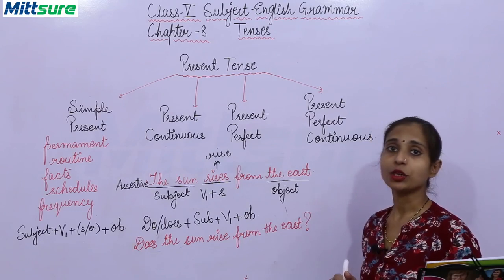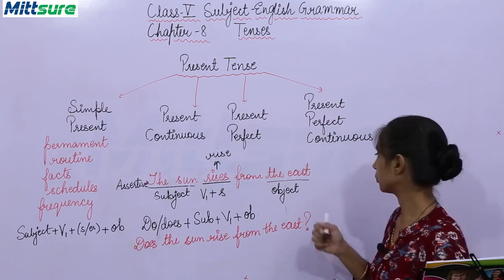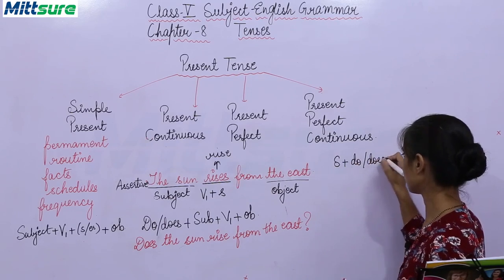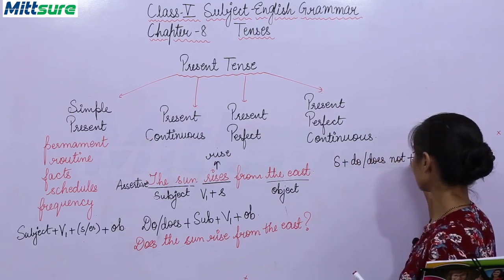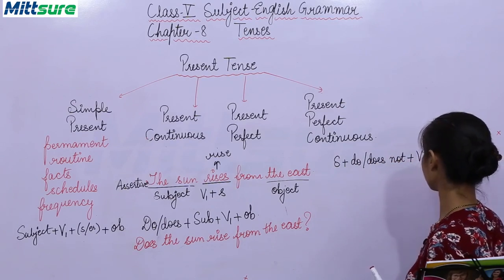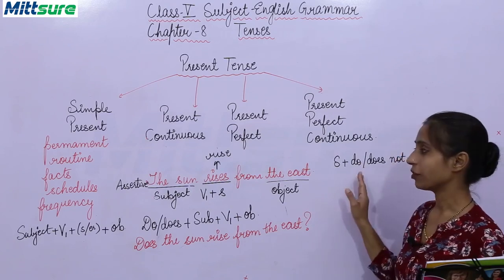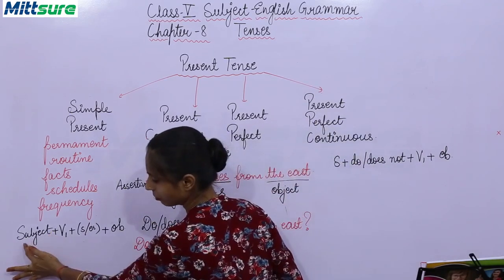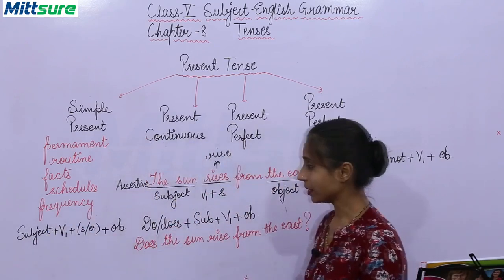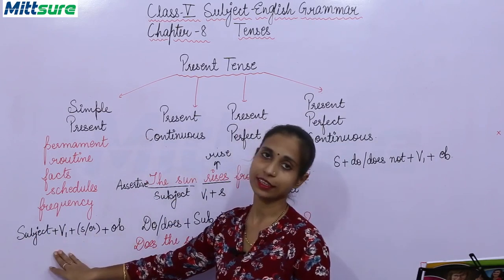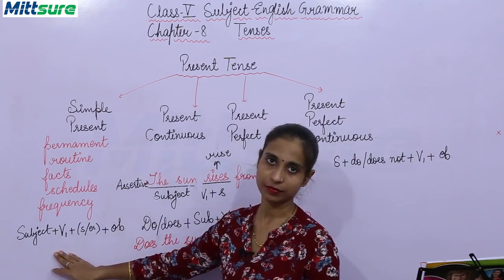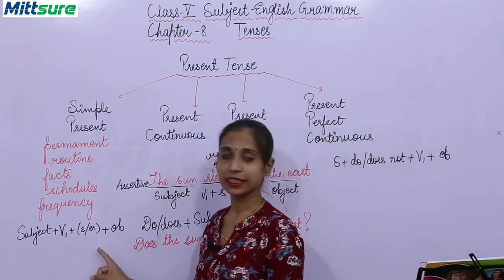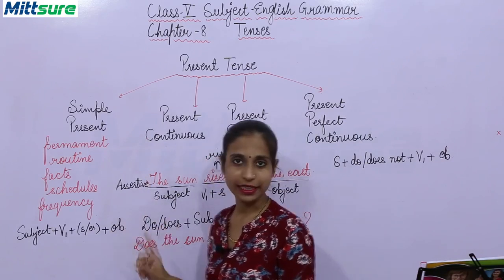Now, if we want to make a negative sentence, then what we are going to do? Just write subject plus do or does not plus verb in the first form plus object. This will be the formula. That means we have to add do or does not between the subject and the verb. Remember, s and es we are adding only in assertive or declarative sentences, not in interrogative and not in negative.